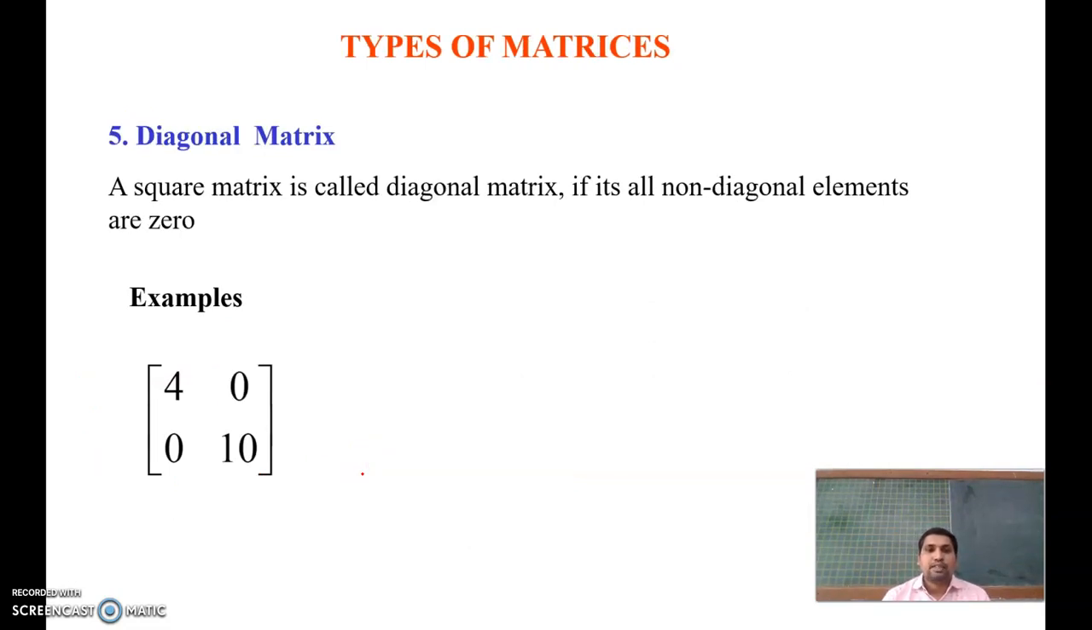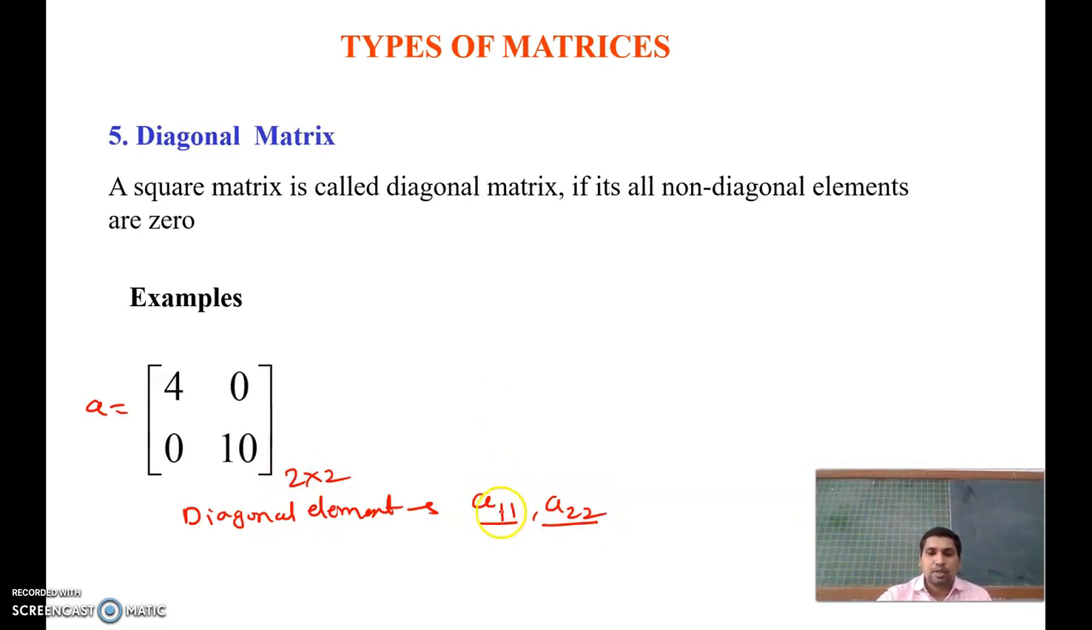Next, the diagonal matrix. Student, before starting the diagonal matrix, we should know what a diagonal element is. It is an element whose position has the row number equal to the column number. Suppose our matrix is A. So suppose this is matrix A. Then the A11 position and the A22 position in this matrix are the diagonal element positions.